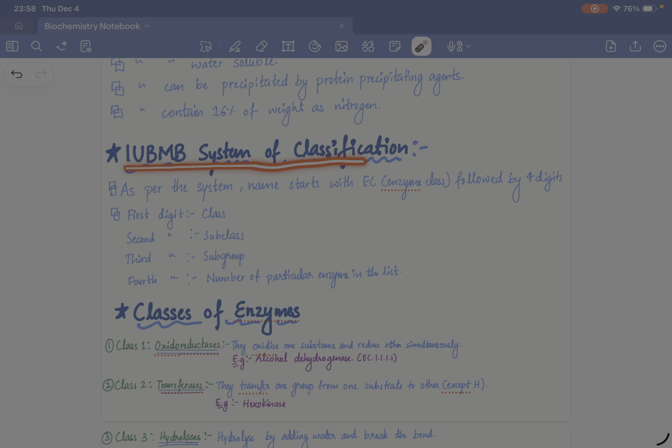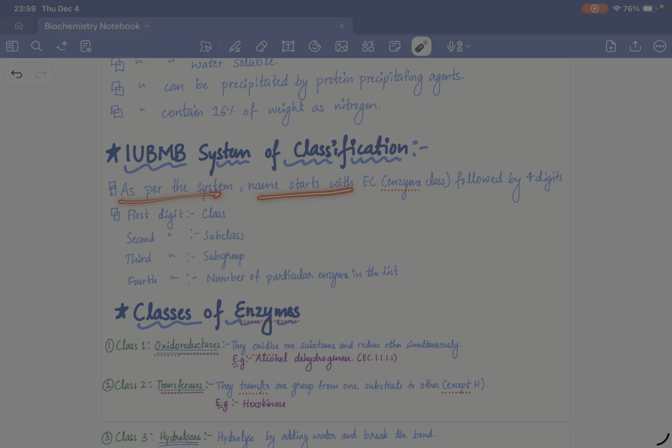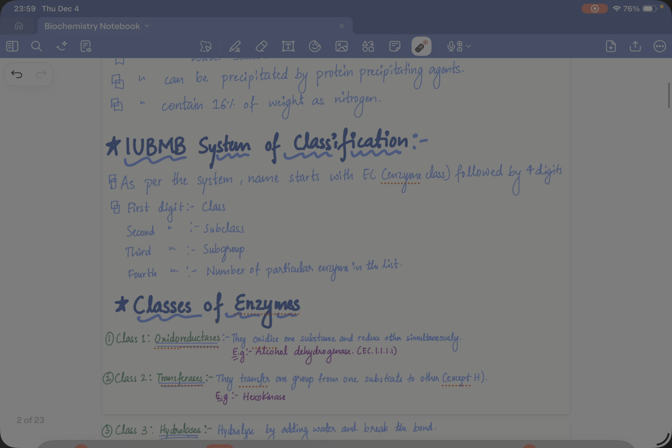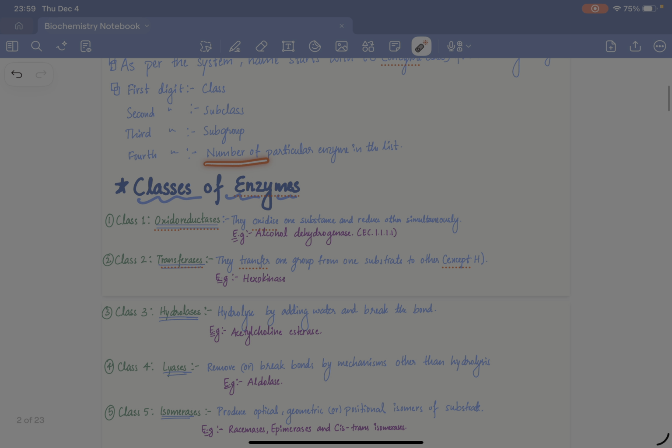Then coming to the IUBMB system of classification, this was made because earlier names were confusing. Okay, as per the system, the name starts with EC followed by 4 digits. First digit is class. There are 7 classes. Then subclass. Third digit is subgroup. Fourth is the number of the particular enzyme in the list.